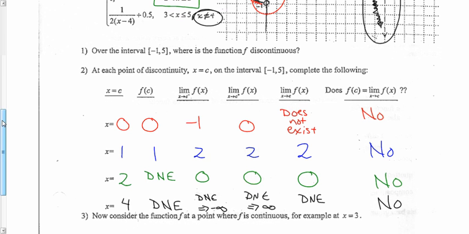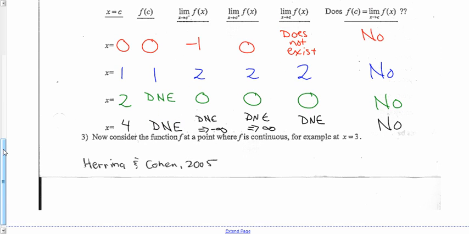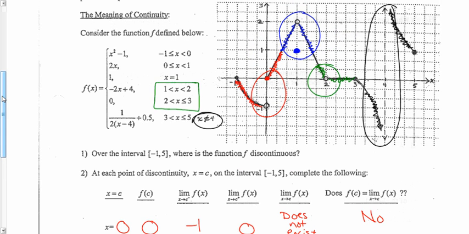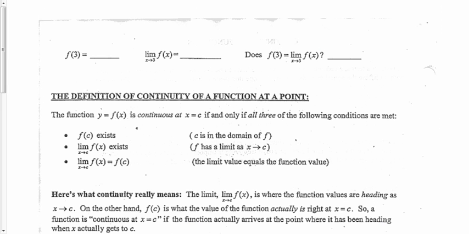Moving on to number 3. Now consider the function f at a point where f is continuous. For example, x equals 3. I'm just going to look back at the graph real fast. At x equals 3, are we continuous? It appears to be a solid dot. Both sides are connected. I could draw the curve through 3 without lifting up my pencil. So I'm confident that the function is continuous at 3.